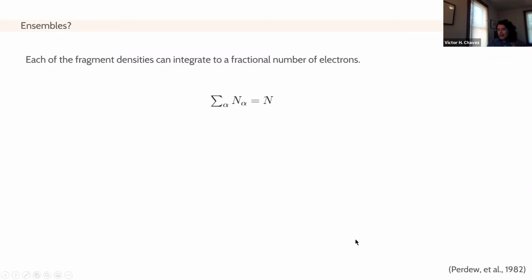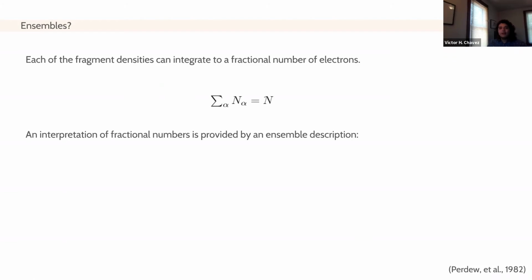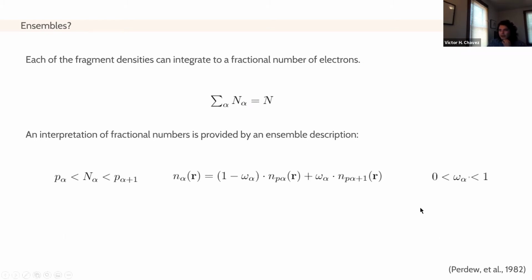But this allows me then to have fractional electrons for each of the fragments. And this is, of course, allowed because we can have an interpretation of DFT through the means of an ensemble. So as we were seeing in the previous talk, we have the number n alpha for each of our fragments. And then what we're going to do is a linear interpolation between a system that has alpha electrons and then alpha plus 1 electrons. And then we're going to find that the energy and the density is going to be given by that interpolation while we choose the omega parameter.